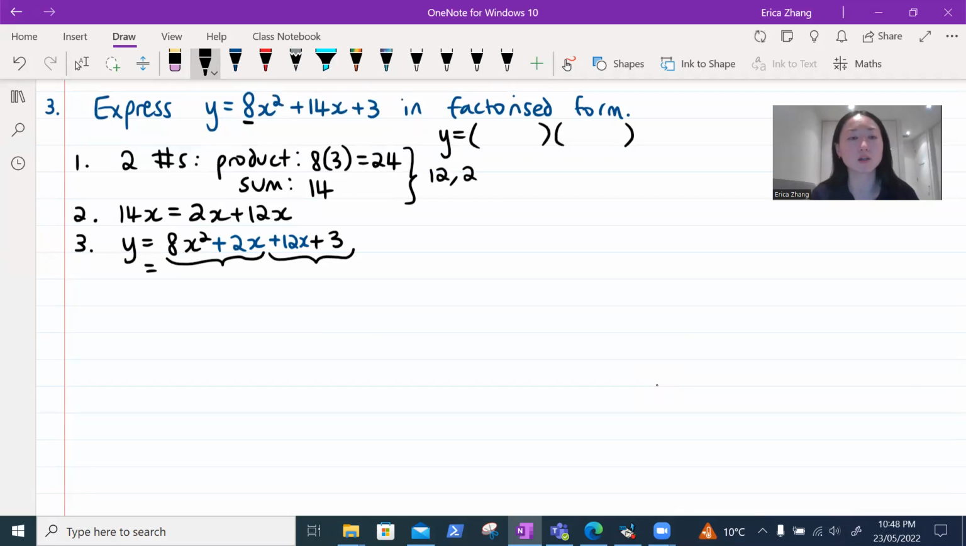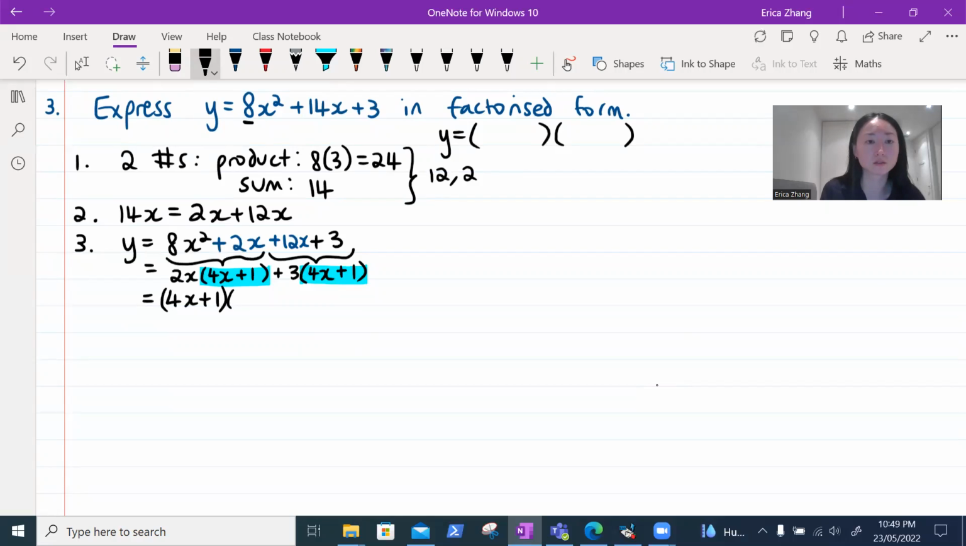So highest common factor of 8x squared and 2x is 2x. 2x times 4x gives us 8x squared. 2x times 1 gives us 2x. Okay, and the second binomial, highest common factor of 12x and 3 is 3. And now 3 times 4x gives us 12x. 3 times 1 gives us 3. Okay, so as we wanted, we can now factorize out a common factor of 4x plus 1. And we're left with 2x plus 3 inside this second set of brackets. So there we go. We've expressed this function in factorized form.